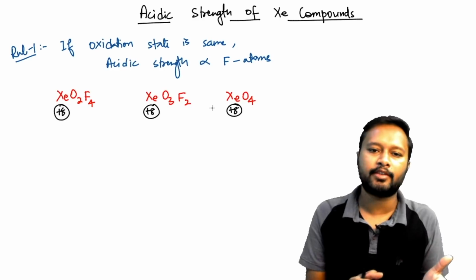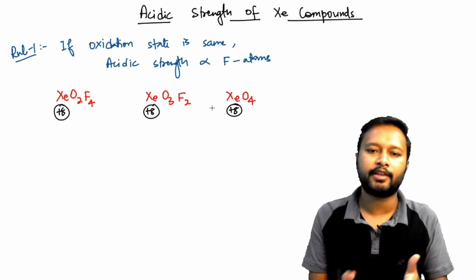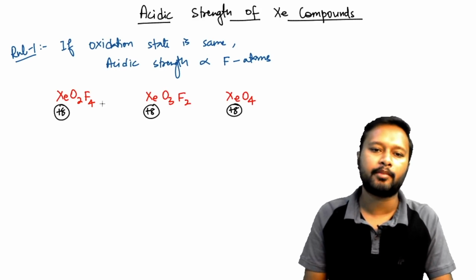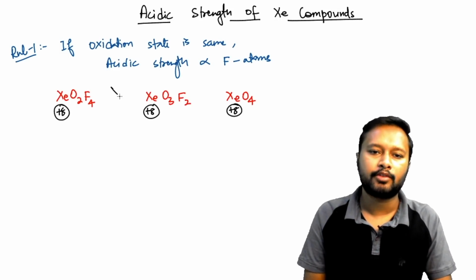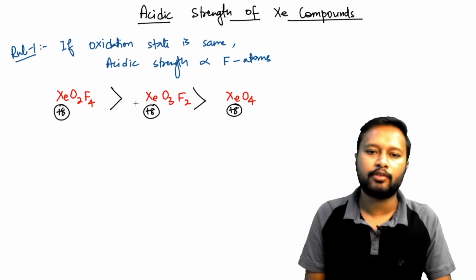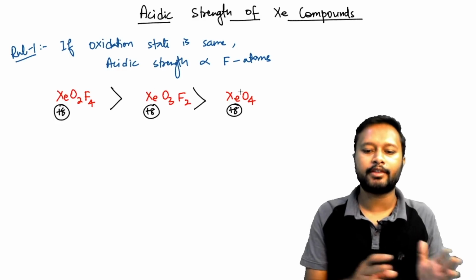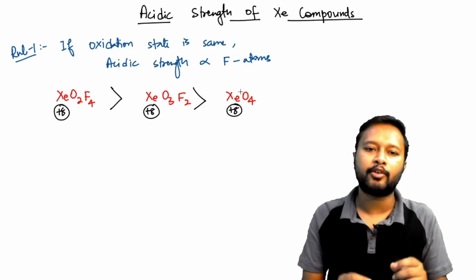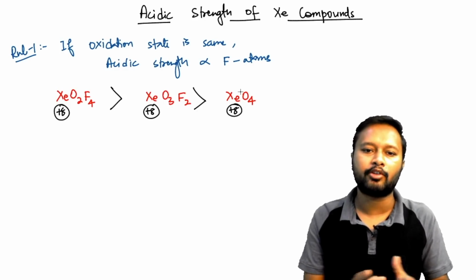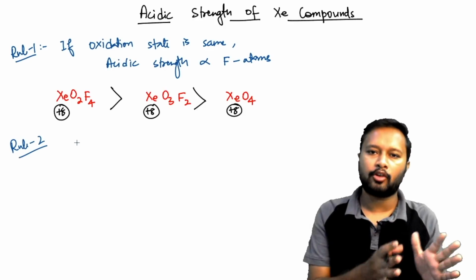So the acidic strength is going to depend upon what factor? The acidic strength will just depend upon the number of fluorine atoms. So the one which has more fluorine atoms is going to be more acidic. So this is highly acidic, then your second one, and then the third one. This is how you can tell the acidic strength of compounds having the same oxidation state. Let's talk about the second rule.